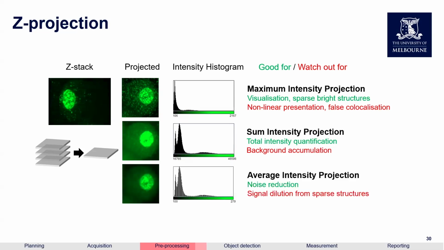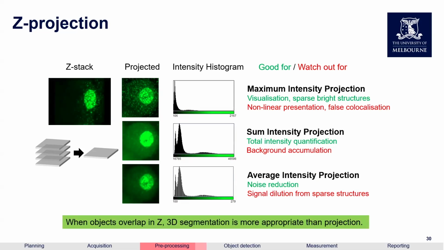The other type of projection is average intensity projection, which averages information across the slices. This is good for reducing noise, but it can also dilute signal from sparse structures. But in the end, if your objects are densely packed around the Z volumes, none of these projections may be appropriate, and in that case, 3D segmentation is the better approach.